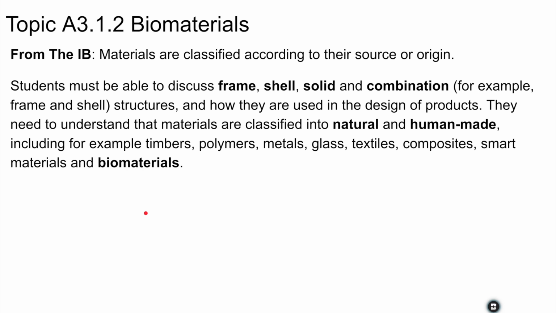Hi, this is a recorded lecture for the IB/DP Design Technology Topic A3.1.2, and we're focused on biomaterials. Materials are classified often using their source and origin, and we need to be able to discuss frame, shell, and solid structures and combinations of these structures in design products. And we need to understand that materials can be classified as natural and human-made, and of course we're focusing on biomaterials with all of this.